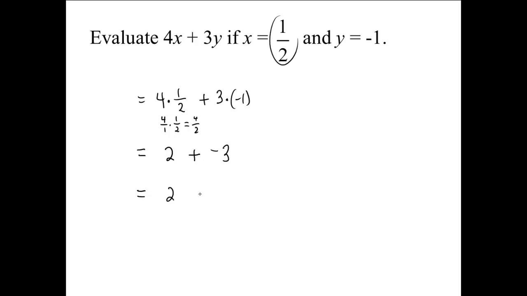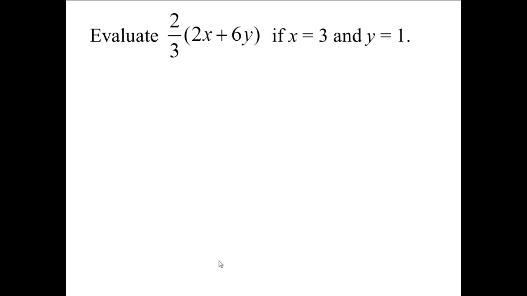Plus a negative is the same thing as subtract. So this is 2 minus 3. Now smaller minus larger. We can do this little trick. Let's do larger minus smaller. 3 minus 2 is 1. Therefore, 2 minus 3 is negative 1. And that is our answer here, negative 1.